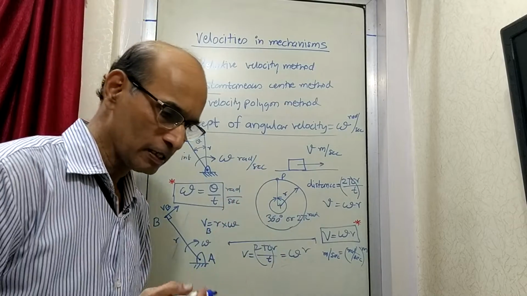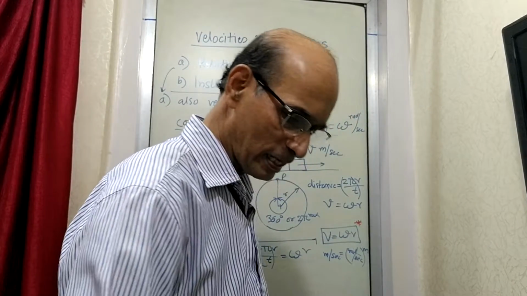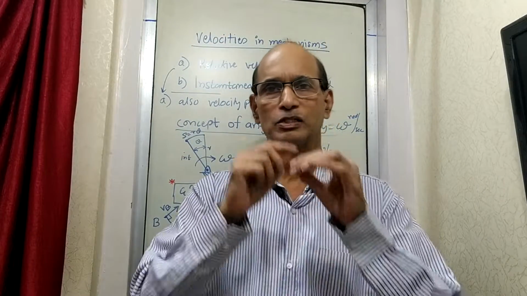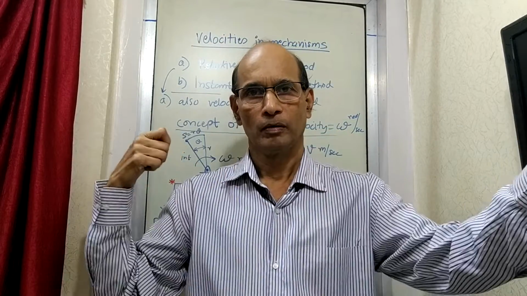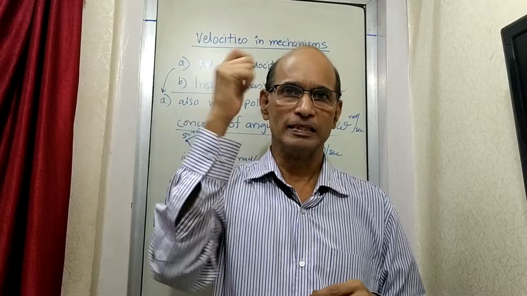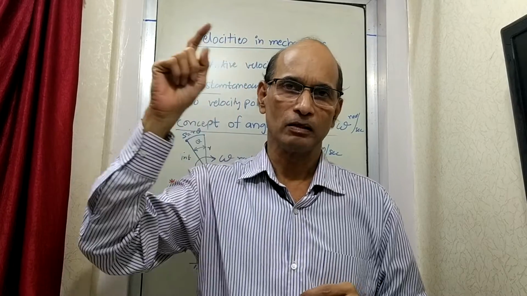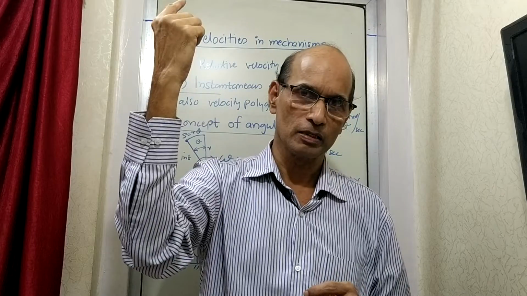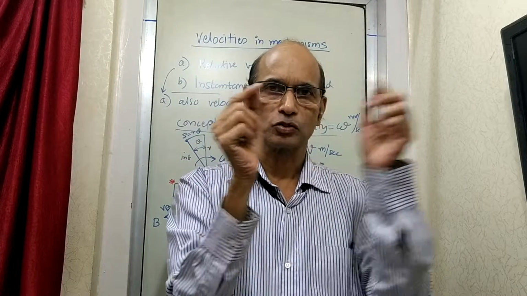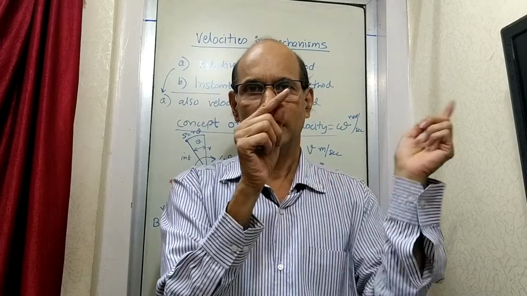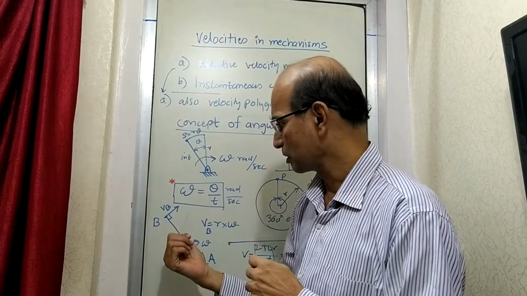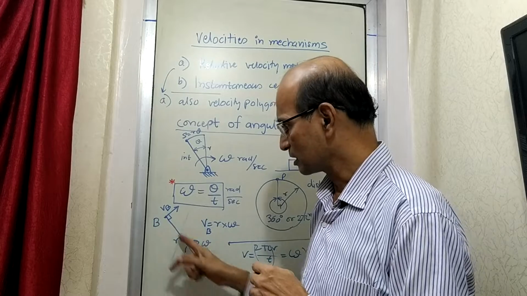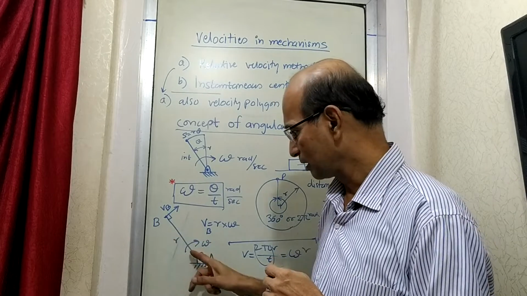Now, why is it perpendicular to the line? The simple reason: suppose I take one stone and tie it to a rope, and then rotate the rope like this. The stone will go on rotating in a circular motion, and the distance of the stone from the hand is r. So this is a stone which is rotating, the length of the thread is r.